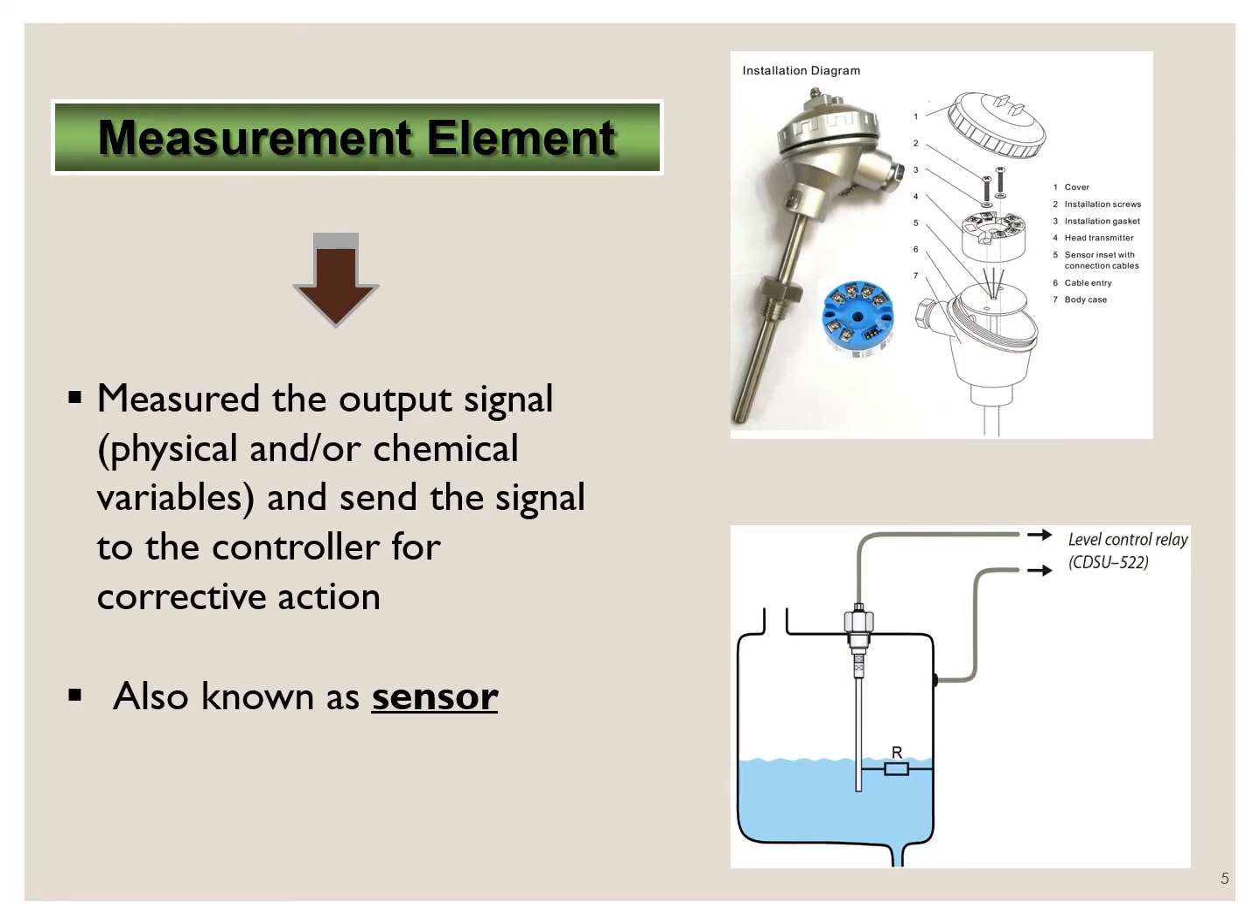Okay, measurement element. It measures the output signal, a physical or chemical variable, and sends the signal to the controller for corrective actions. This is the photo of a real sensor. This one is an example of a level sensor. This level sensor is dipped into the tank, and it will detect the level of the tank.